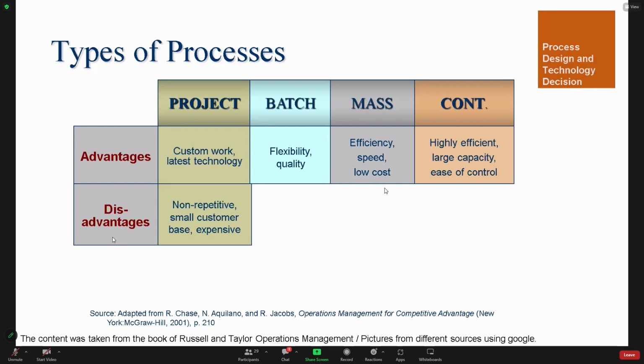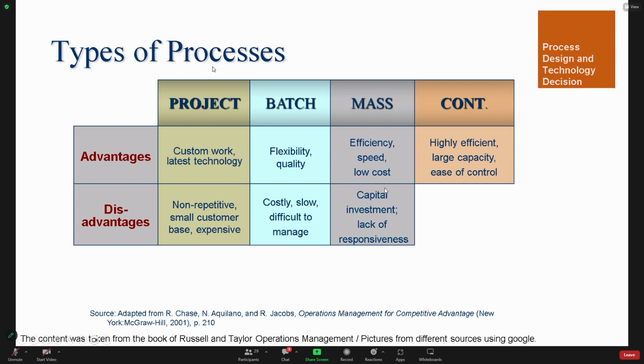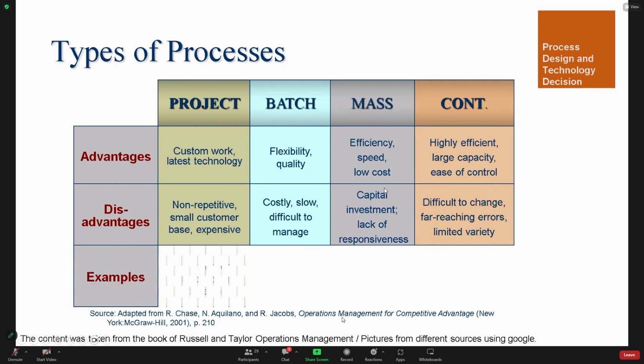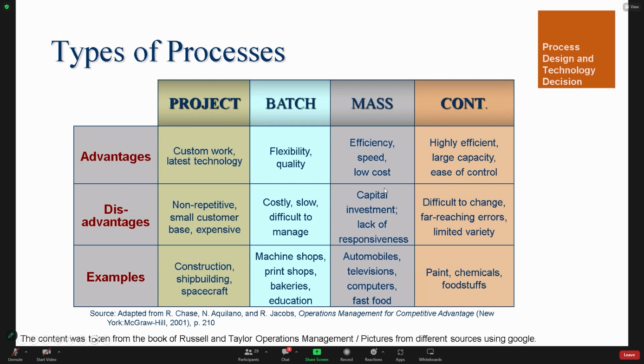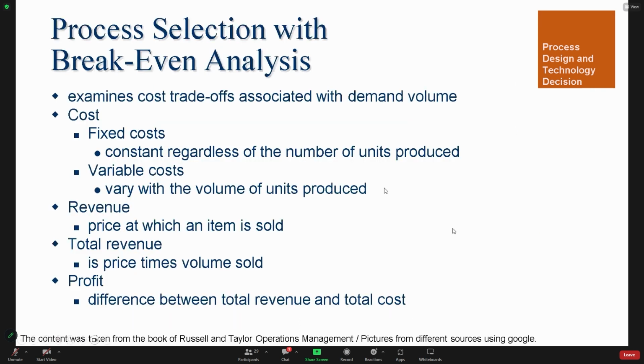Okay. Disadvantages, so non-repetitive, small customer base, expensive ang paggawa nito. Sa batch po, costly, slow, difficult to manage. Mass production, capital investment, medyo malaki ito kasi sa equipments and machineries, lack of responsiveness. And continuous, difficult to change, far-reaching errors, and limited variety. So examples for projects are construction, for batch, education or bakeries. For mass market, we have the television, computers, cell phones, manufacturing, fast food. Continuous, paint, chemicals, electricity, water, oil production. Now, so very important to.